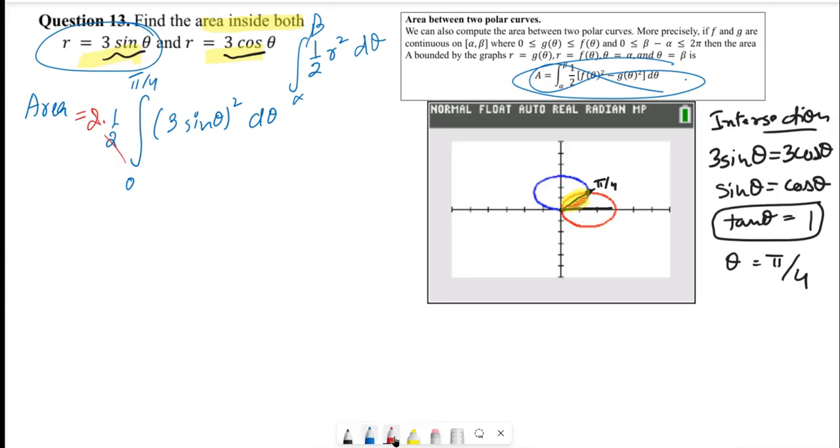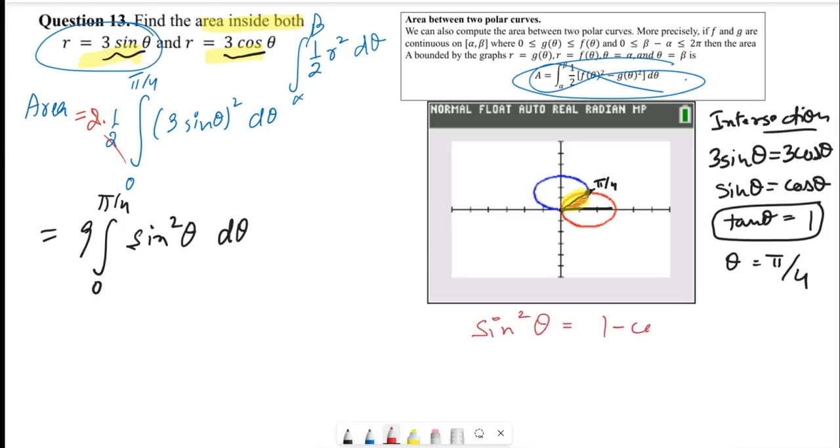We cancel it out. So what do we have? Integral from 0 to pi/4, 3 square, which is 9. I can pull it out. Sine square theta d theta. How do you integrate sine square theta? There is no direct formula. First, we need to change sine square theta to (1 minus cosine 2 theta) by 2.